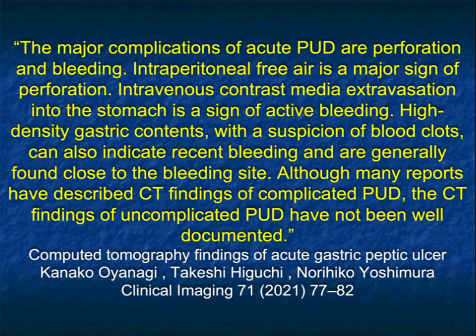Now, in terms of ulcer disease complications of perforation and bleeding, you want to look very carefully for the presence of free air, particularly anteriorly by the liver. It's often easier to see on coronal views and sometimes on sagittal views. Intraperitoneal free air is a major sign of perforation.